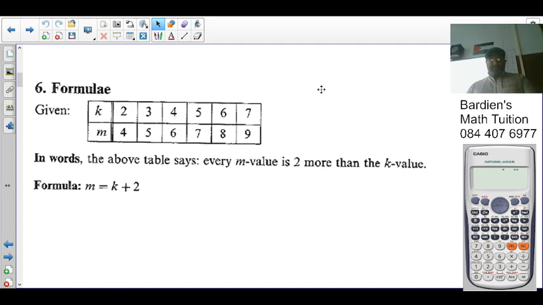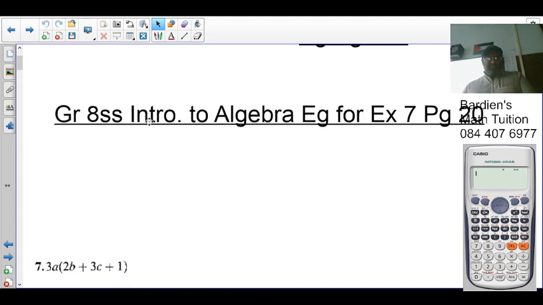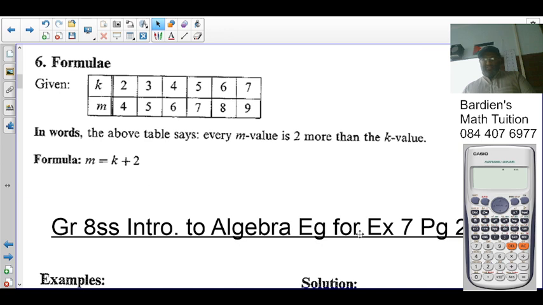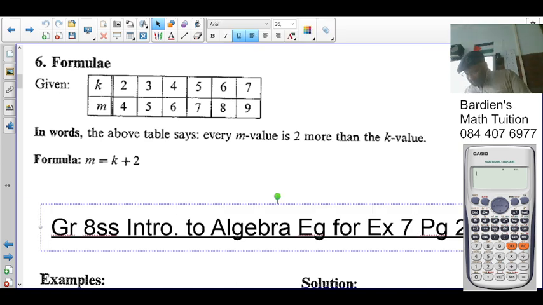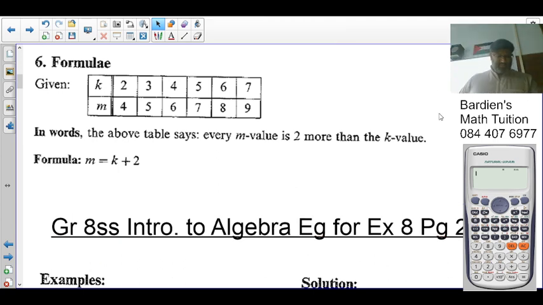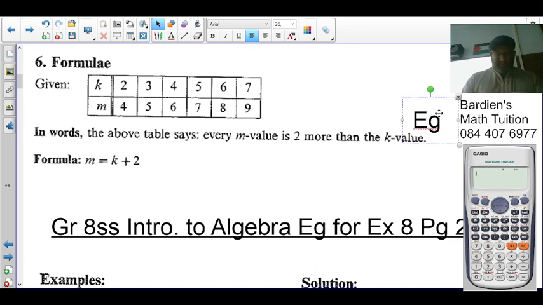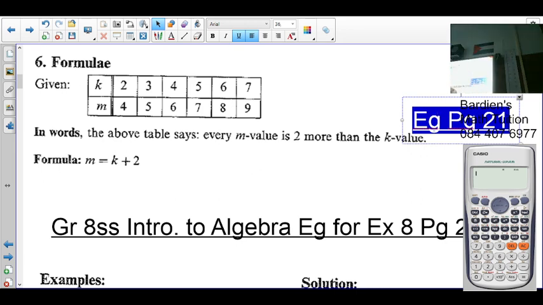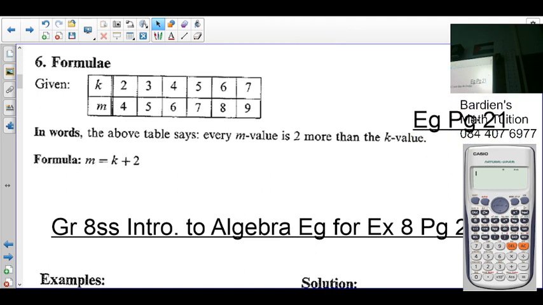Okay. So these are the examples for exercise 8. And exercise 8 is on page 22. Okay. However, the example is on page 21. Okay. Let's go.